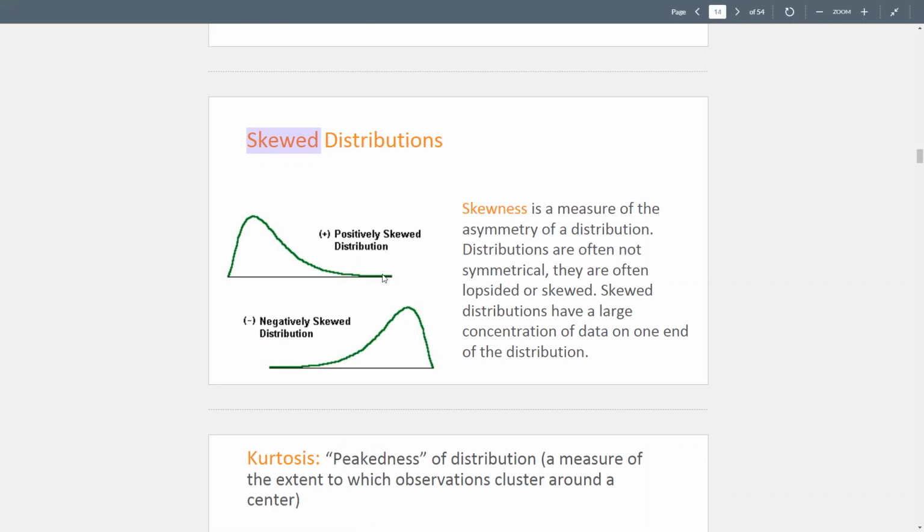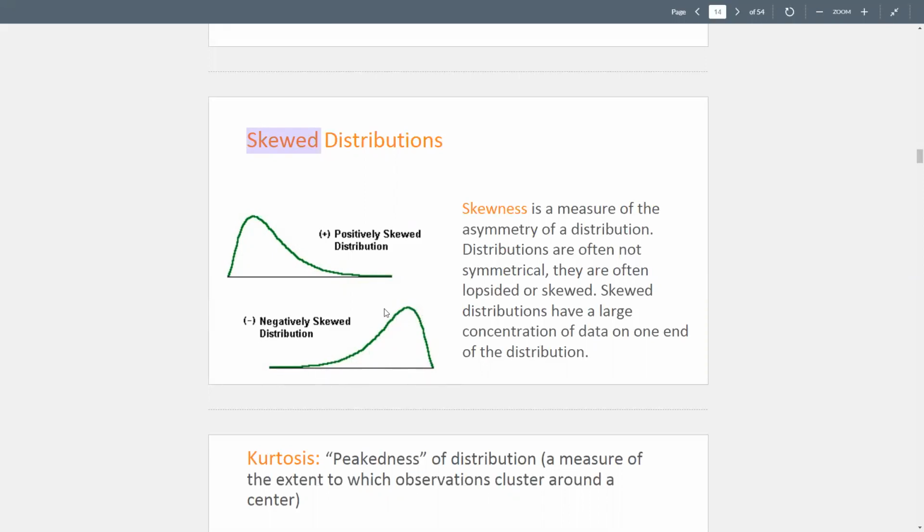A positively skewed distribution means that we have outlying cases over on the positive side, the right side, and there are more cases there than on the left side. So it's positively skewed. The tail is pointing in the positive direction here. A negatively skewed distribution is just the other way. There's a larger concentration of data over here on the left side of the distribution, which is skewing the distribution to the left.